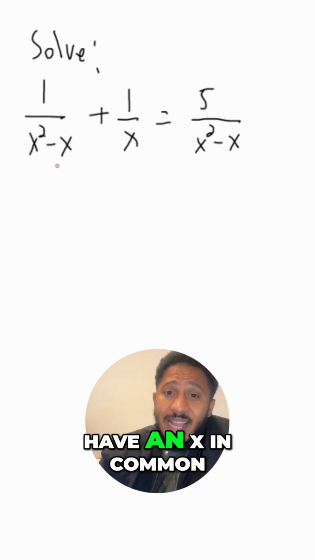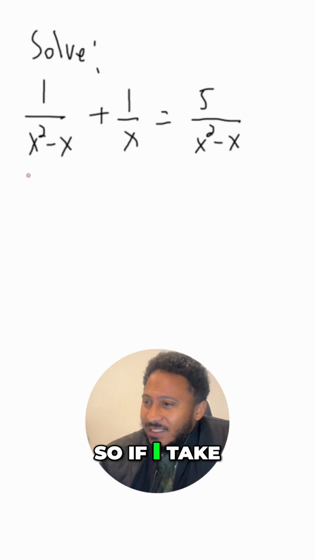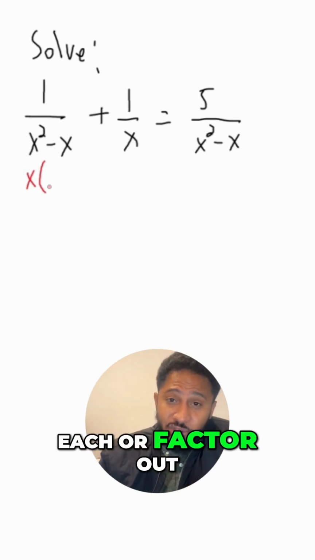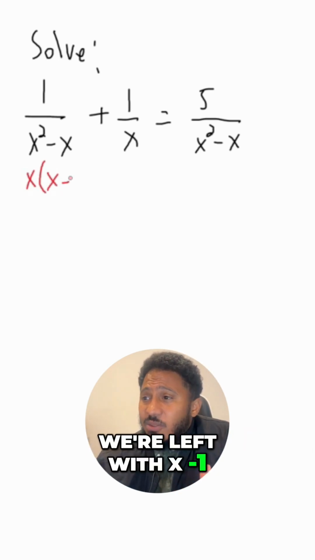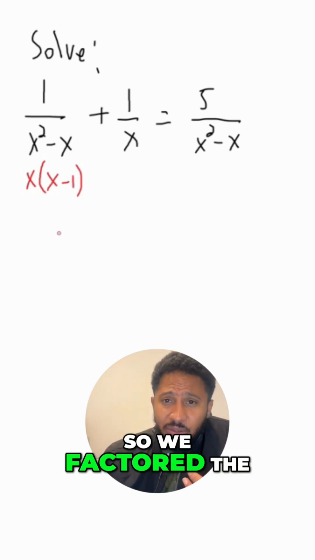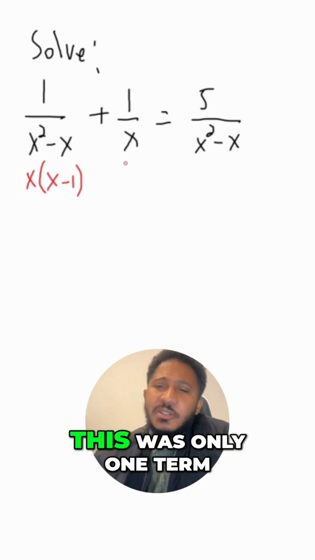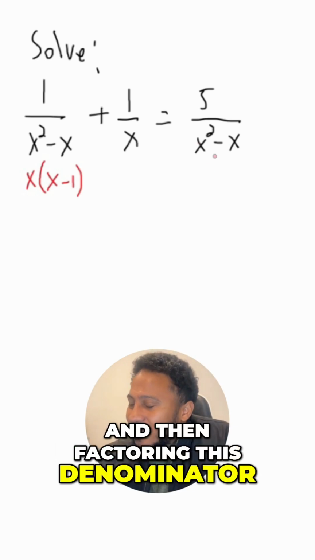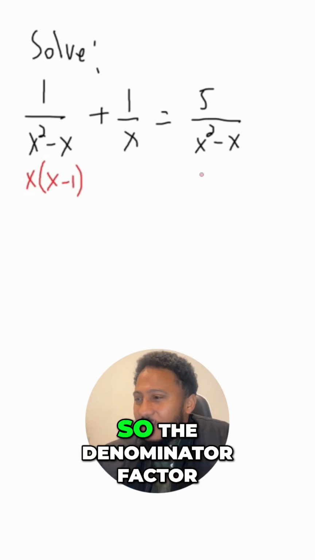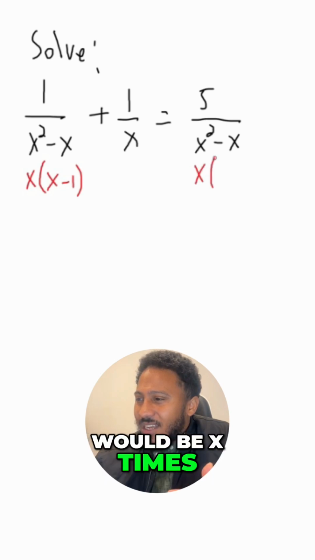Well, we know they both have an x in common. Okay, so if I factor an x out of each, we're left with x minus 1. All right, so we factored the first denominator. Let's try this one. Well, this one's only one term, so there's nothing to factor there. And then factoring this denominator, it's the same as the first one. So the denominator factor would be x times x minus 1.